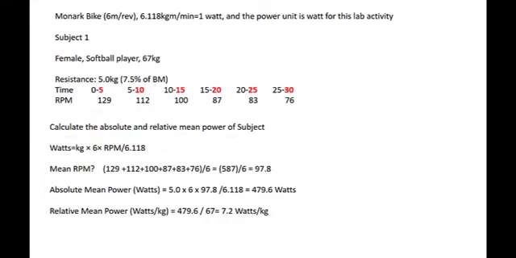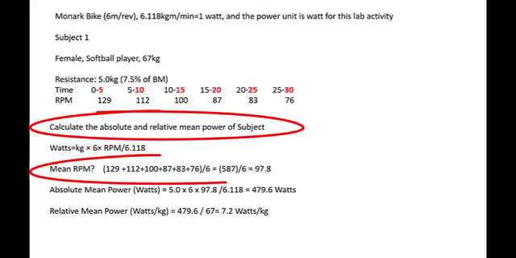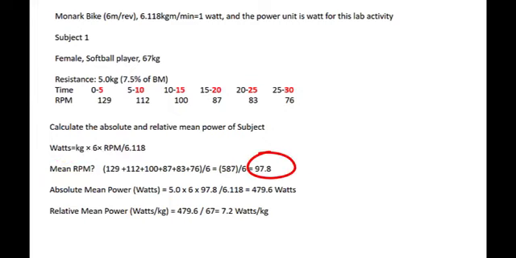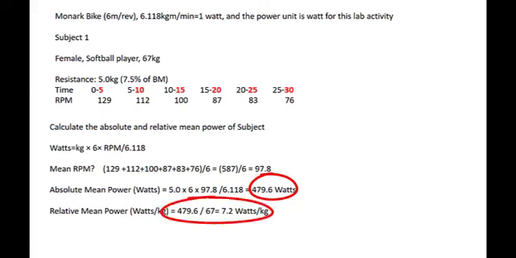To calculate absolute and relative mean power, or average power, just use mean RPM. So we can add all 6 RPM values and divide by 6. So in this case, mean RPM equals 97.8. So put the mean RPM into the equation. So absolute mean power equals 479.6 watts and relative mean power equals 7.2 watts per kilogram.